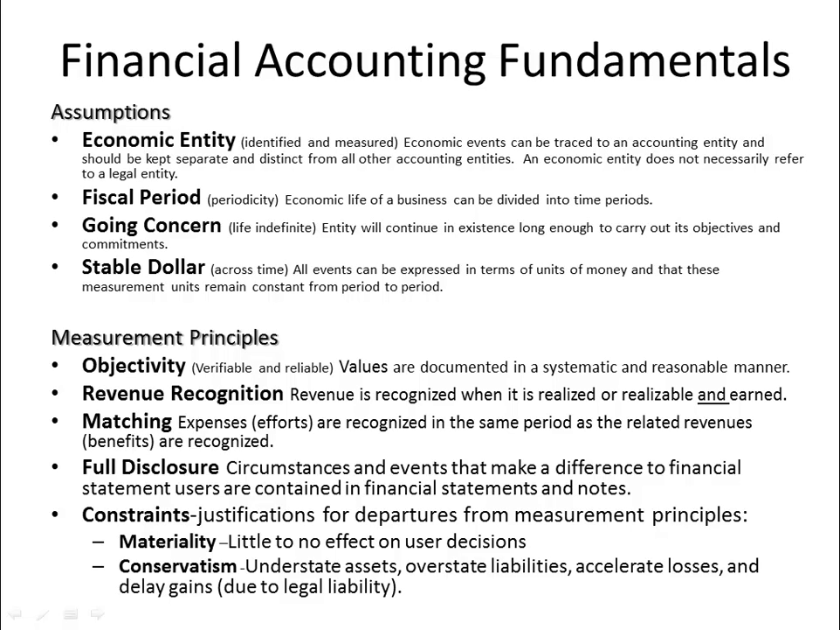The second constraint, in other words, that you could deviate from those 4 measurement principles, is conservatism. Conservatism says, if in doubt, you always understate your assets, overstate your liabilities, tell them the bad news first, meaning accelerate your losses, and delay your gains. And you delay your gains because of legal liabilities.